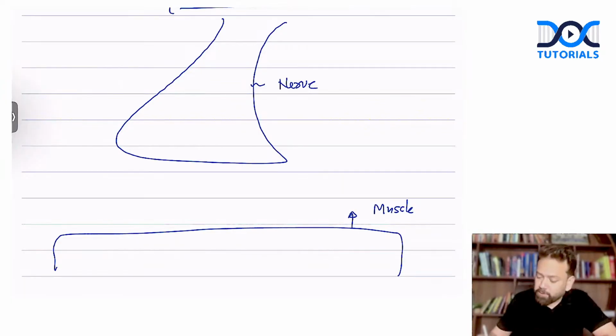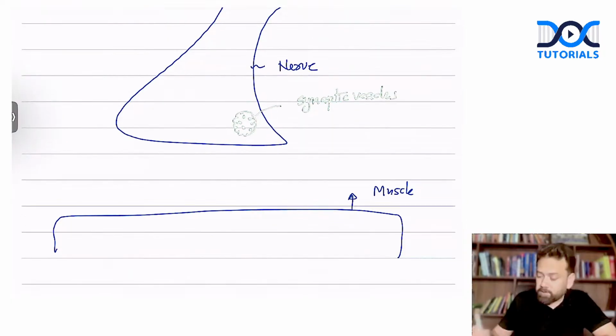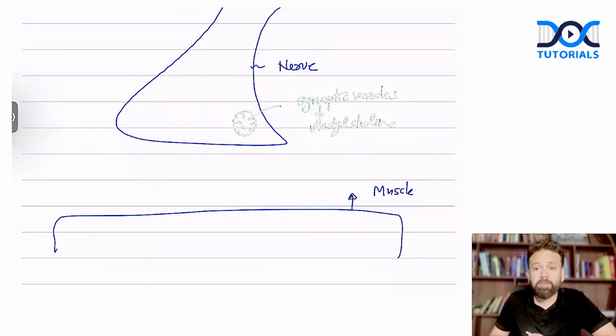At the terminal of the neuron, what we have exactly are called synaptic vesicles. So you have to draw a diagram like that. These are simply synaptic vesicles. And what do they have? They have the neurotransmitter called acetylcholine. So these synaptic vesicles are having acetylcholine.